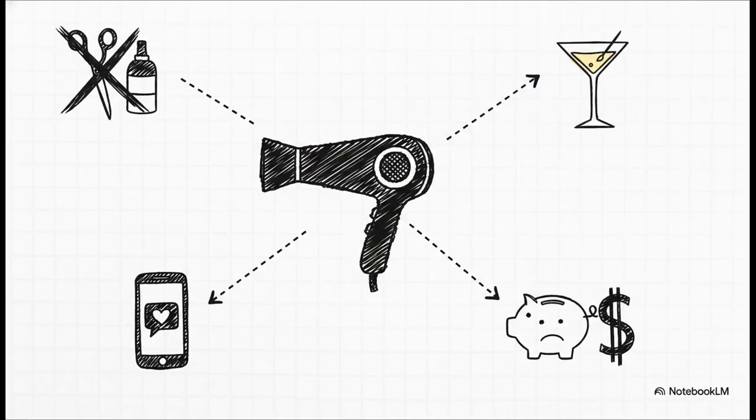So what's their secret? They are laser-focused. They do one thing and one thing only: blowouts. No cuts, no color. By specializing, they aim to be the absolute best at it. They created this cool, fun, bar-like vibe, and they targeted a very specific customer, someone who wants a fantastic blowout but doesn't want to pay the full price of a cut and color at a high-end salon. It's a textbook niche strategy.